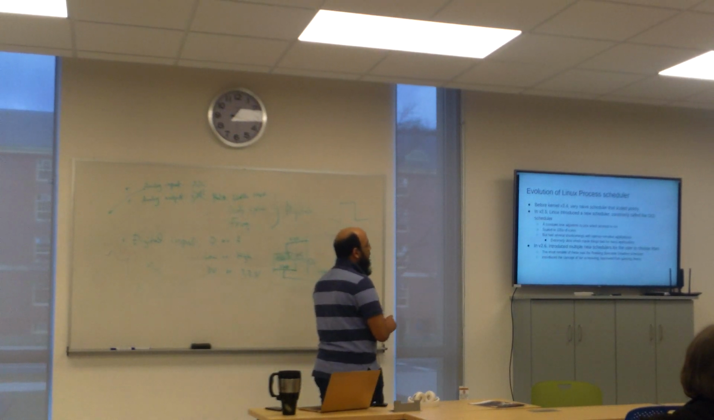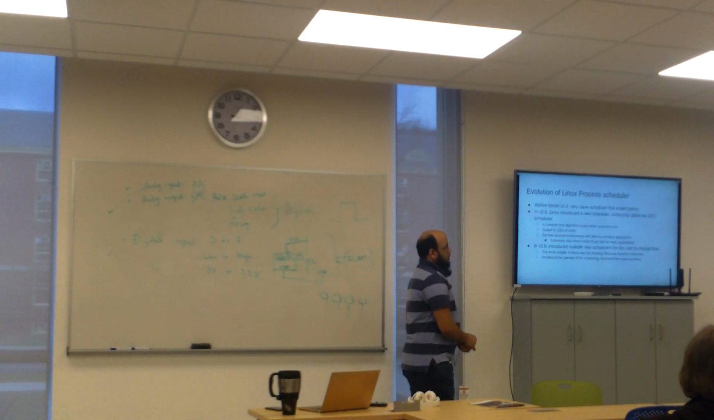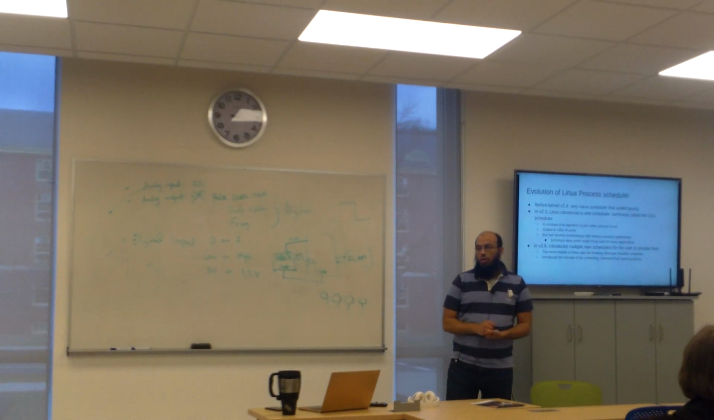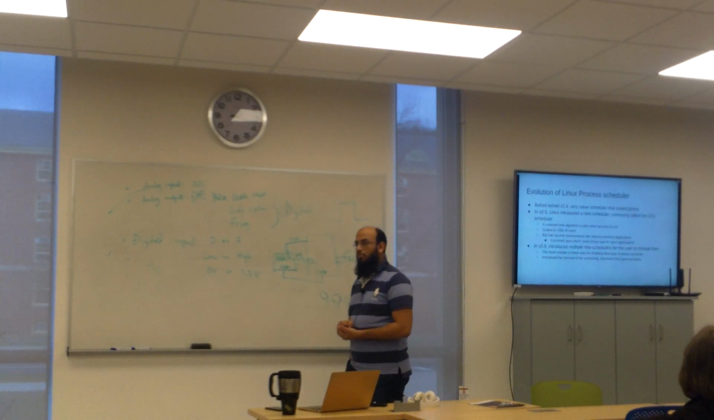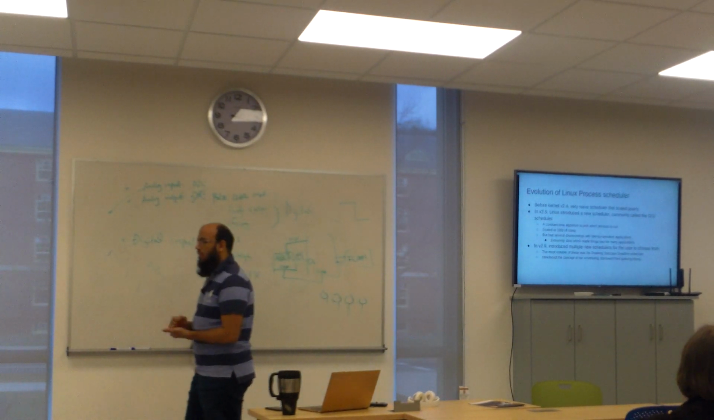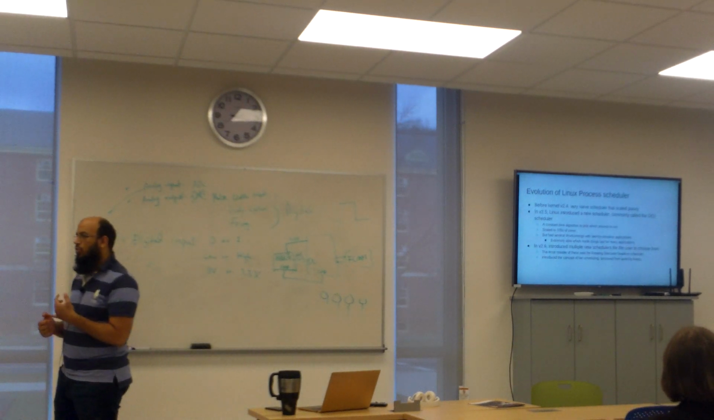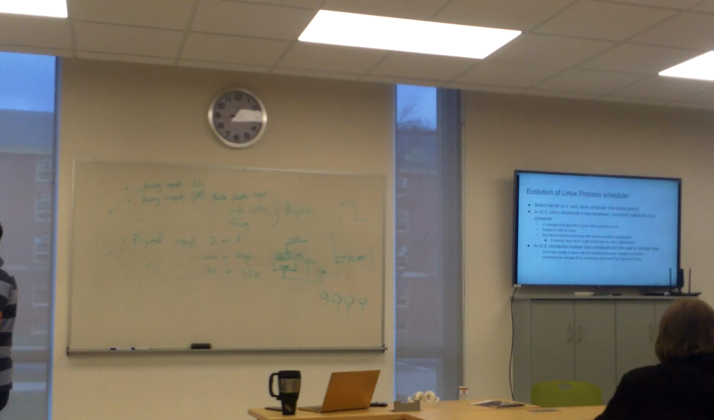So, the evolution of the Linux process scheduler. Before kernel version 2.4, it had a very dumb, very simple Linux scheduler that was not scalable. It had lots of issues. It worked. Okay.